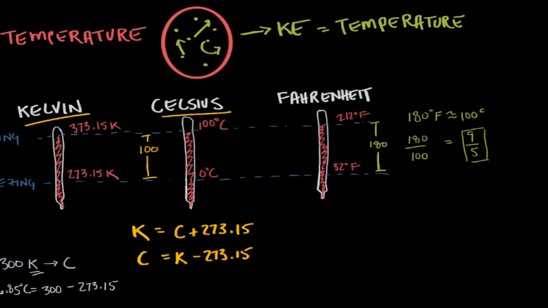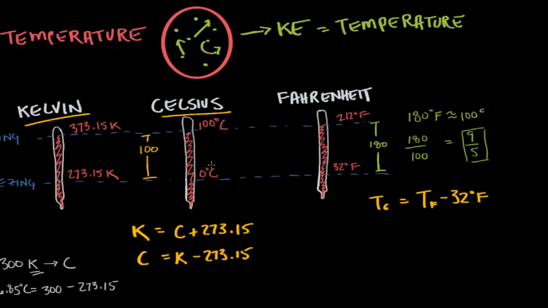Now we need to think about the two different 0 points. And because 32 degrees Fahrenheit is equal to 0 degrees Celsius, we can find the Celsius temperature if we take the temperature in Fahrenheit and we subtract 32 degrees from it. And this makes sense because 32 degrees Fahrenheit minus 32 degrees Fahrenheit would give us 0 degrees Celsius.